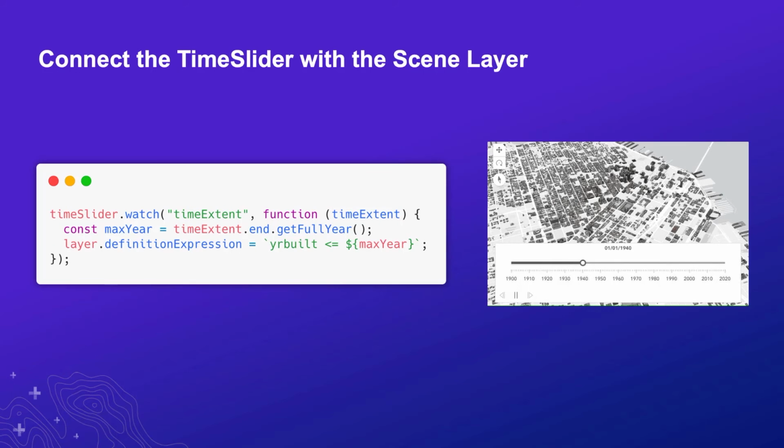on that time extent. And in our case, because we have this cumulative from view mode, we're really only interested in the end time, and we're going to filter out all the buildings that don't satisfy this condition that the build year is smaller or equal to this time extent end period from which we extract the year.